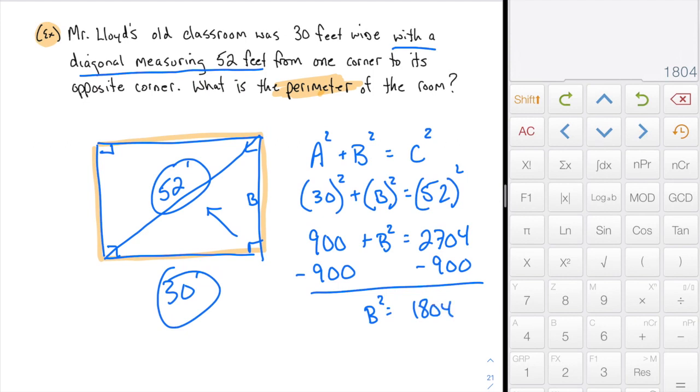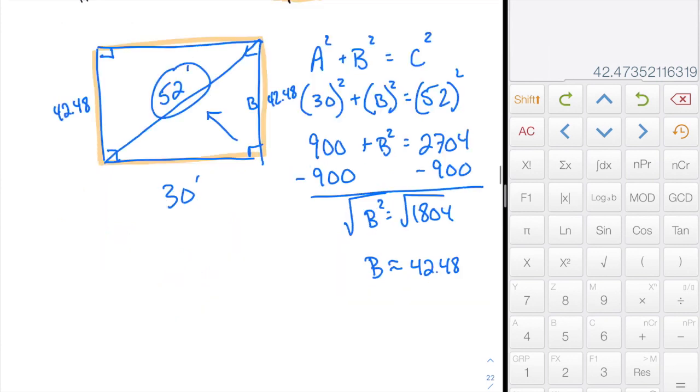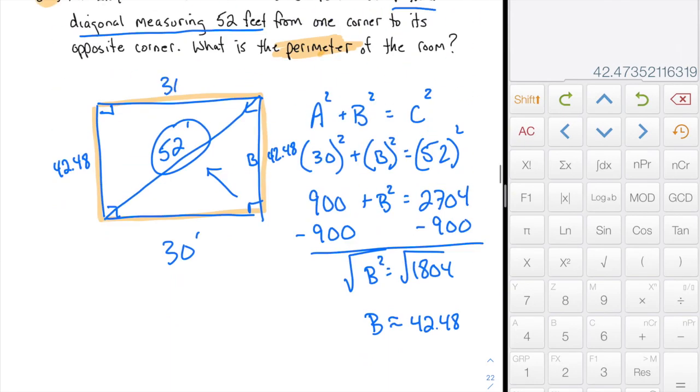I'm going to square root both sides. The square root of 1804 is 42.48. So b is approximately equal to 42.48. And for the sake of the drawing, I'm going to write that on here, 42.48 and 42.48. And since the bottom side was 30, the top side would be 30 as well. So now I'm just going to add up the four sides: 30 and 42.48 and 30 and 42.48.